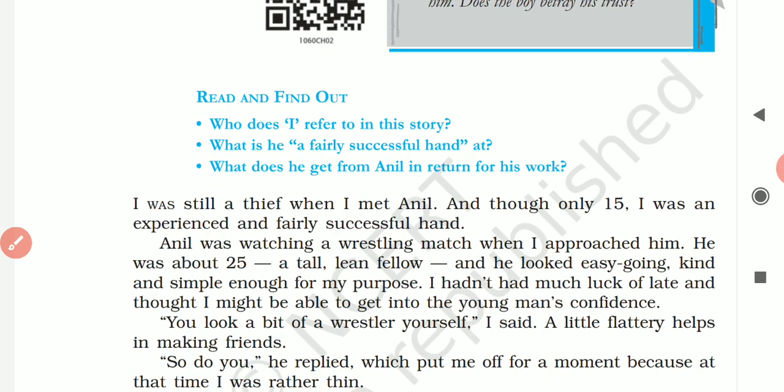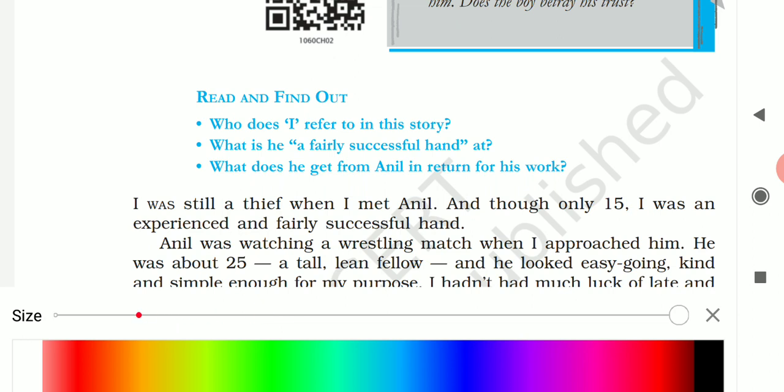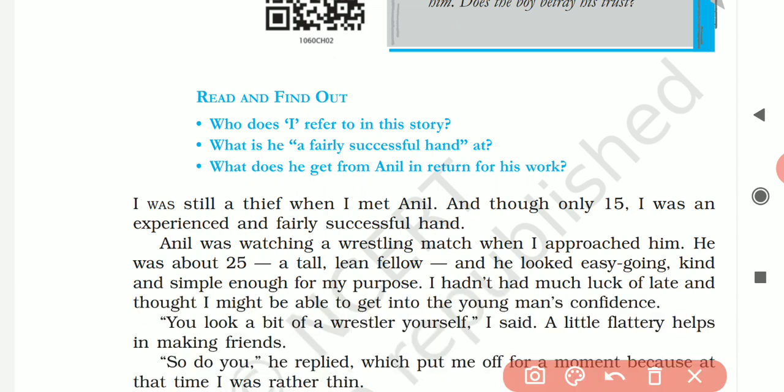Before we go into the text, certain key points are also given. You see, they are in bold. It's getting difficult to write, right? So read and find out: who does "I" refer to in the story?